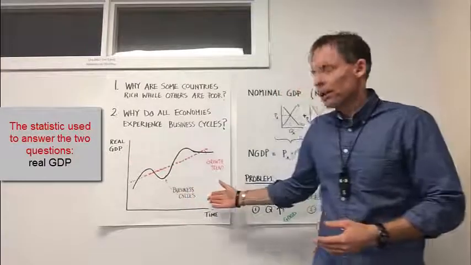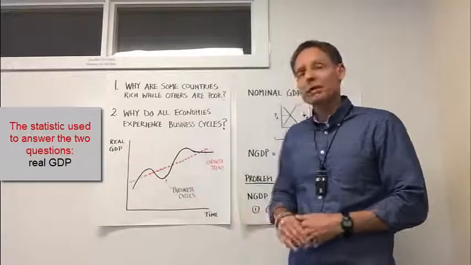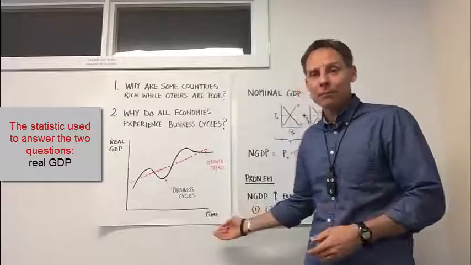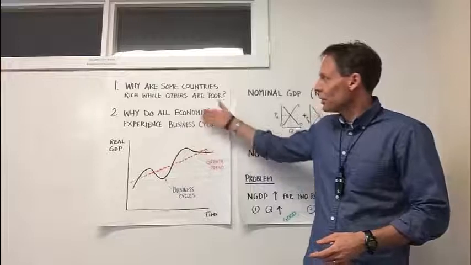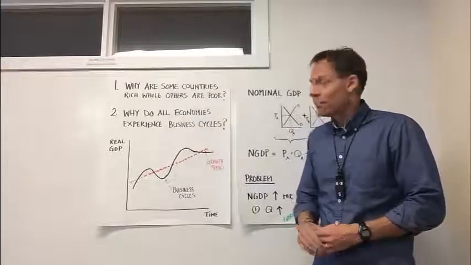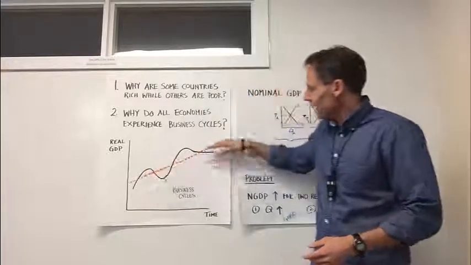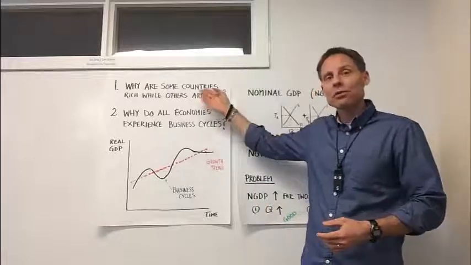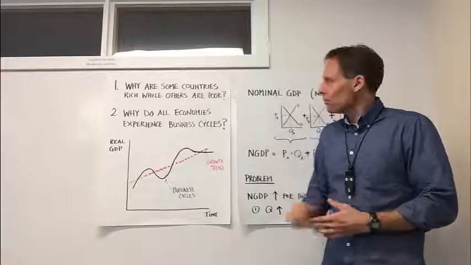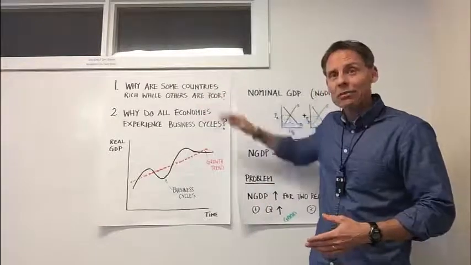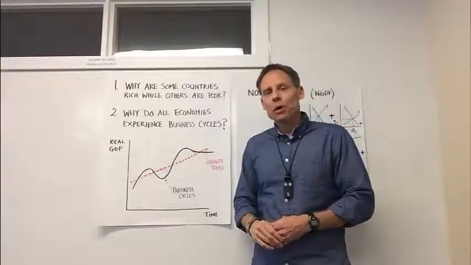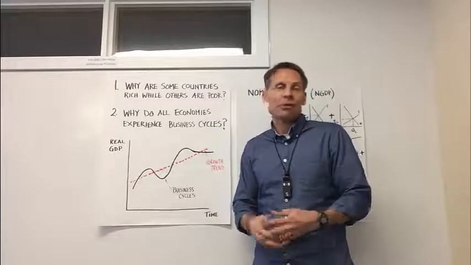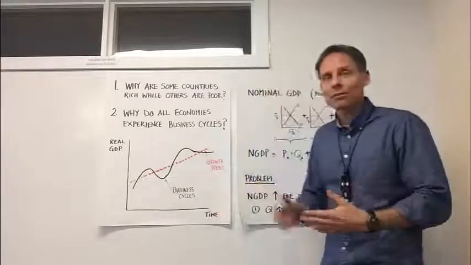This diagram over here illustrates how real GDP tends to change over time. You notice that the real GDP goes up and down. That shows the business cycles. But there's also a growth trend, and that relates back to the first question. Right now, we're not trying to answer these two questions, but we do want to think about this statistic that they both use when they try to answer them.